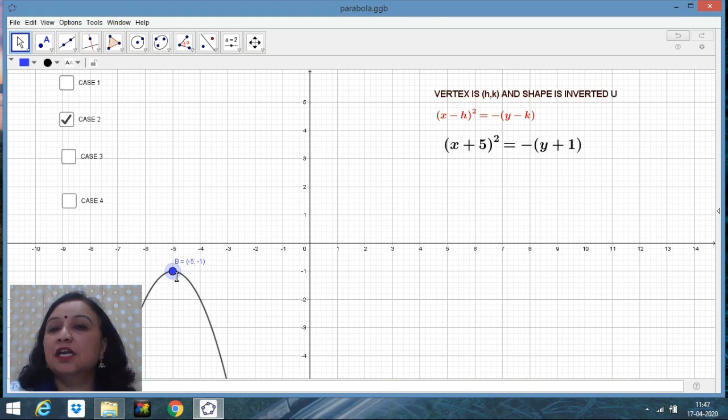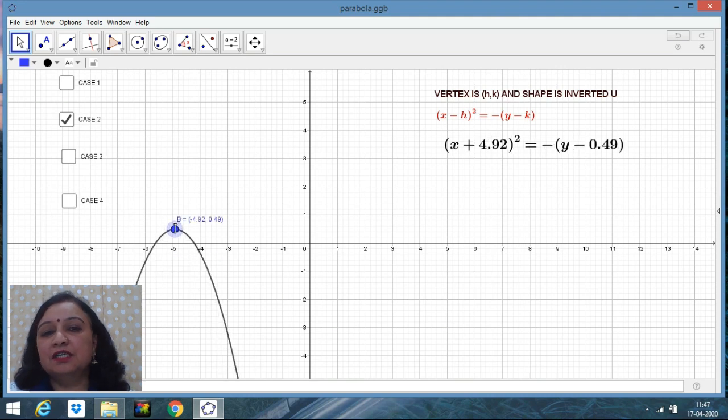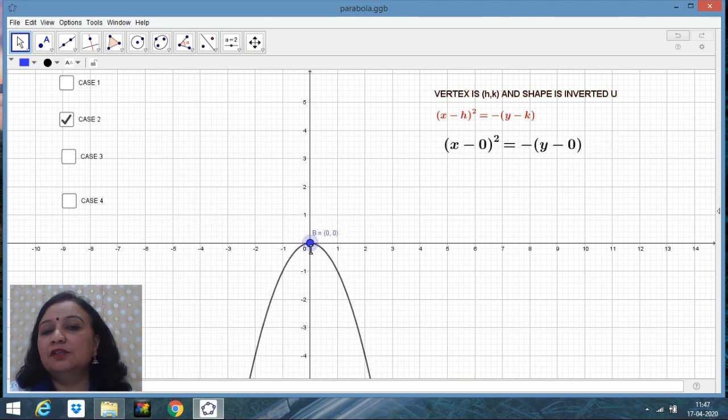Here you see the line parallel to y-axis, x is equal to -5. This is the line of symmetry. So y means it will be symmetrical about y-axis or a line parallel to y-axis. So x quadratic with y linear and negative coefficient, then the shape will be inverted U.